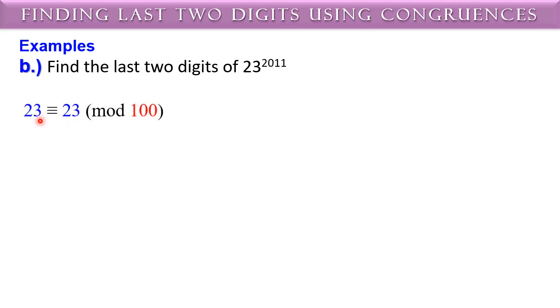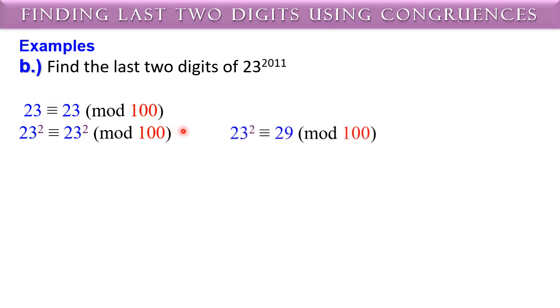To start with, 23 is congruent to 23 modulo 100. Since the ones digit of the remainder is not 1, we need to proceed to the power of 2. 23 squared is congruent to 23 squared modulo 100. 23 squared can be expressed as 529. Thus, we have 23 squared is congruent to 29 modulo 100.